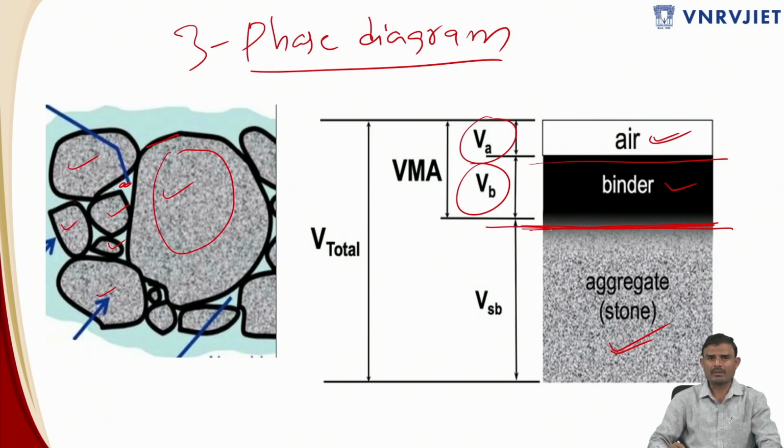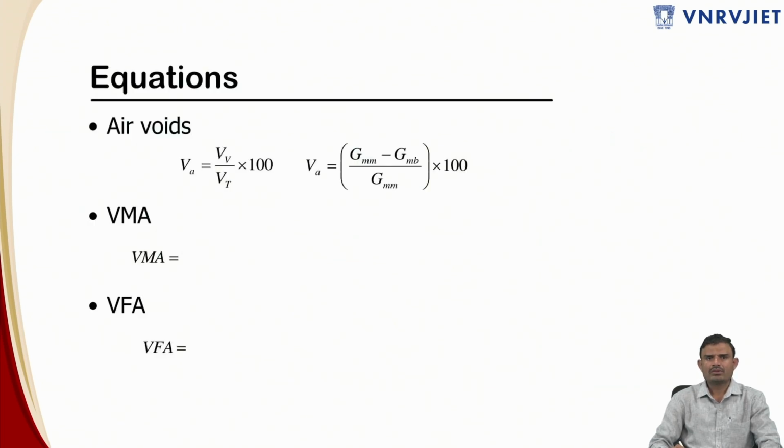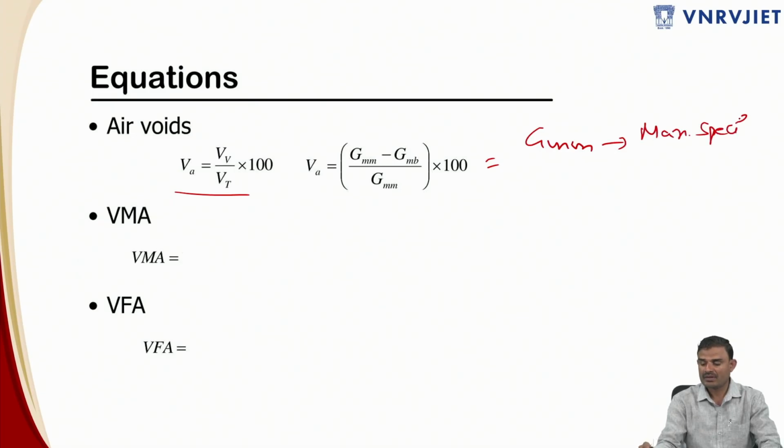At the same time, what is the volume of the stone? All of this put together, we get to know the volume of the total mix. There are some equations which are necessary to find some volumetric properties. One is the volume of air voids, which is VV divided by VT, volume of air voids divided by volume of the total mix. This can be easily calculated by the formula (GMM minus GMB) divided by GMM, where GMM is the maximum specific gravity of the mix.